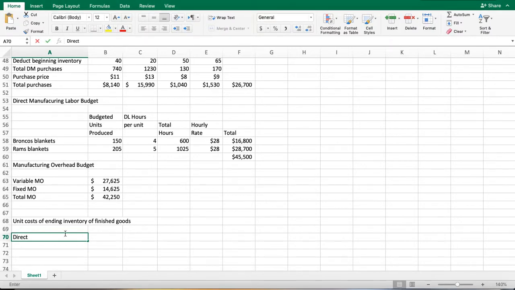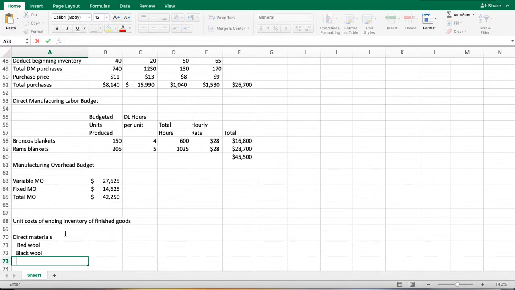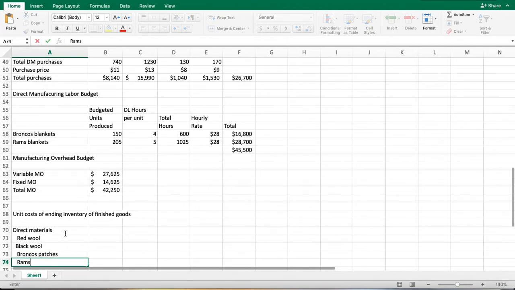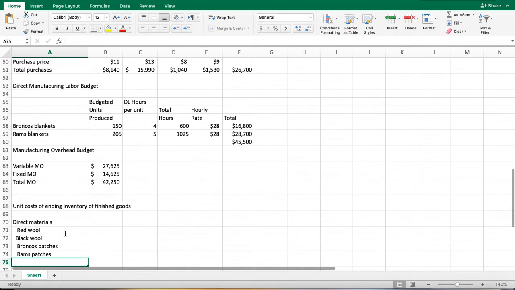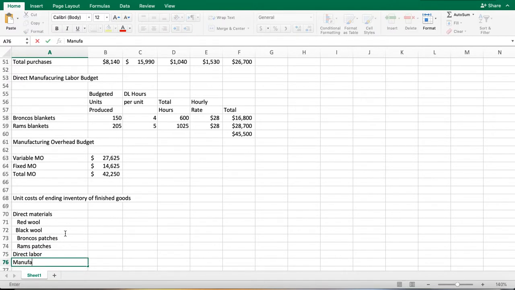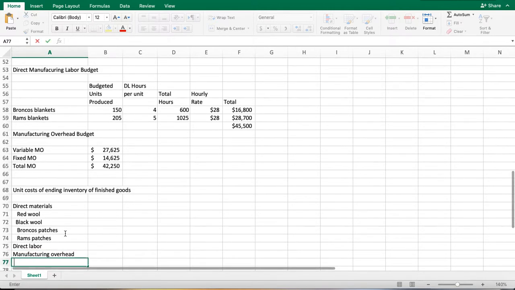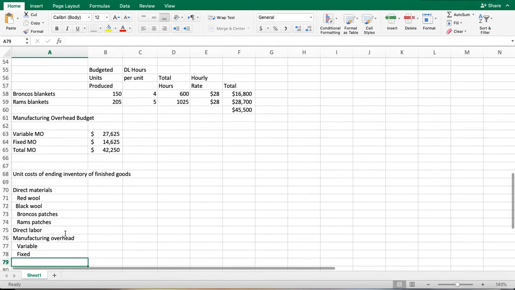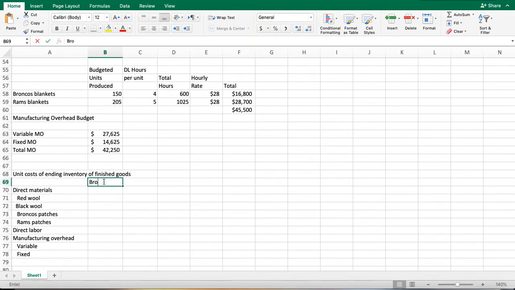Okay, so what we're going to do is a unit cost. So we've got direct materials, we've got red wool, we've got black wool, we've got Broncos patches, we've got Rams patches, we've got direct labor, and we have manufacturing overhead. And with that, we have both variable and we have fixed. Okay, and then we have the Broncos blankets. We're going to look at these separately, and we have the Rams blankets.